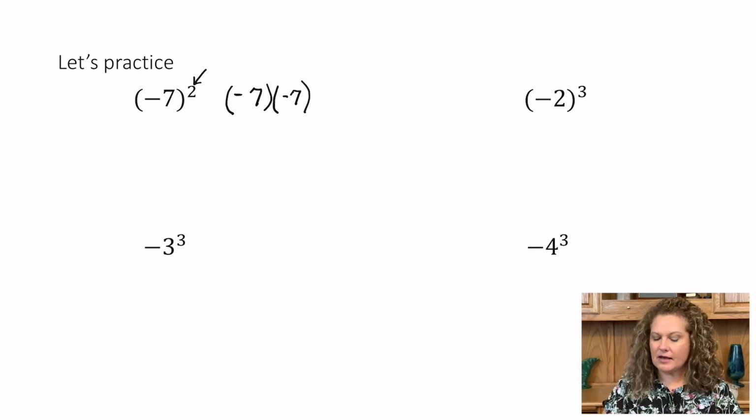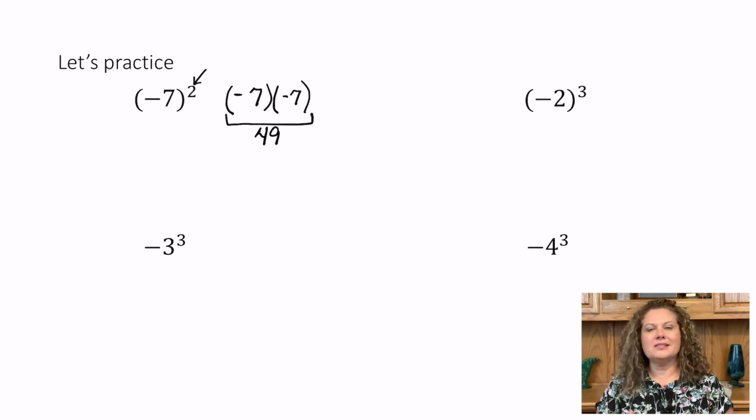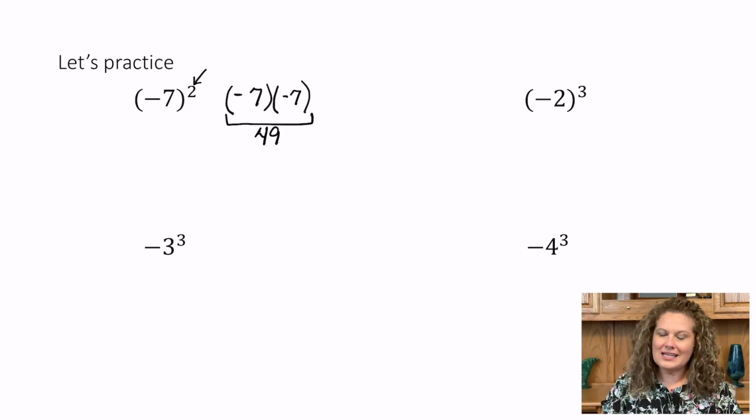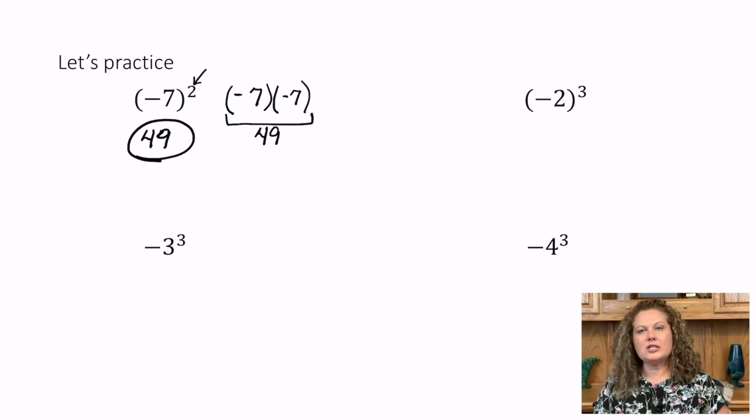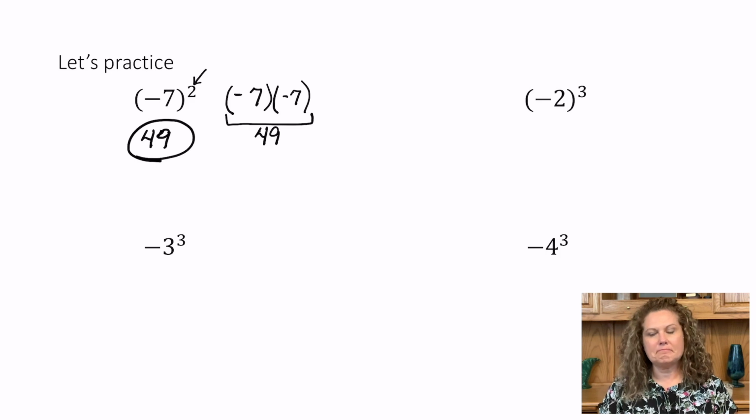So repeated multiplication would be -7 times -7. Well, 7 times 7 is 49, and my integer rules say that a negative times a negative is a positive, so my answer to this particular problem or expression is going to be 49.